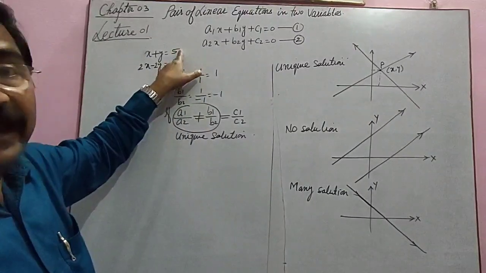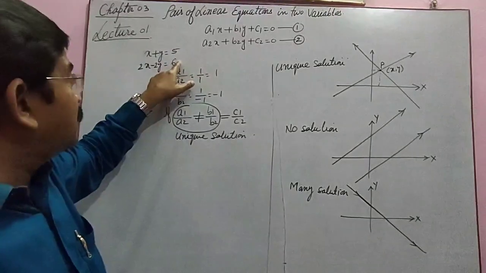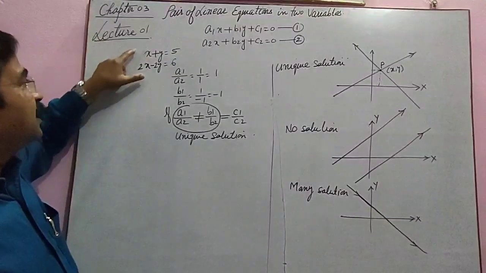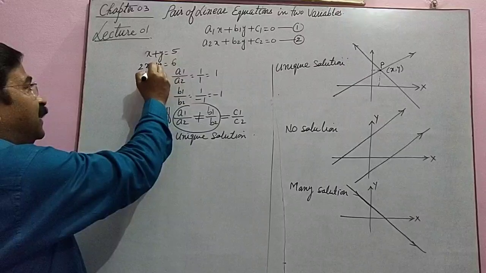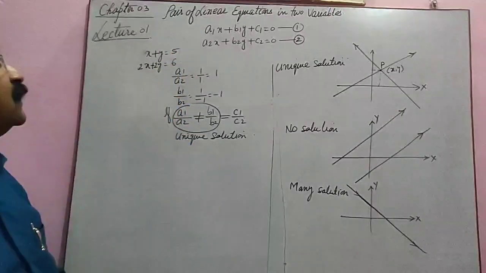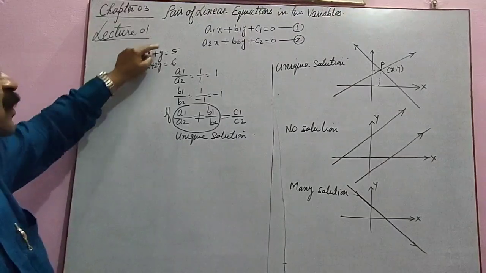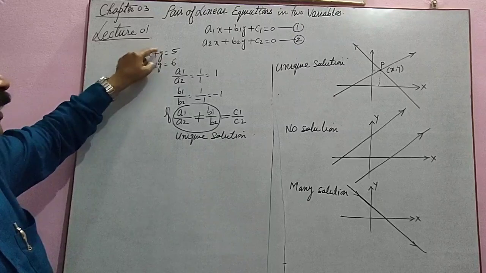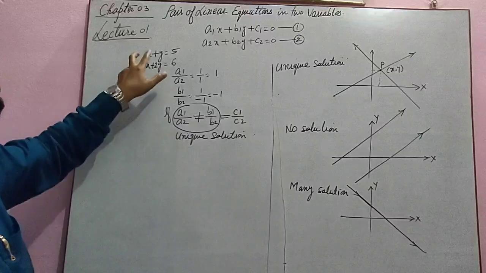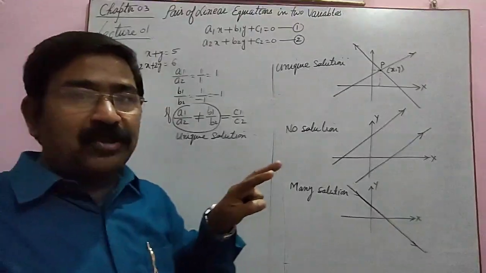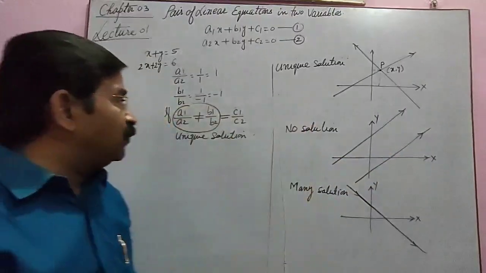The distance of this line from the origin is 5 units. The distance of this line from the origin is 6 units. See, the coefficients of x and y are changed. I am writing this plus sign here. So the coefficients are just increased by 2 times. This was 1x and 1y, here we have 2x and 2y. So it shows that the two lines are proceeding in the same direction, but at different distances from the origin.